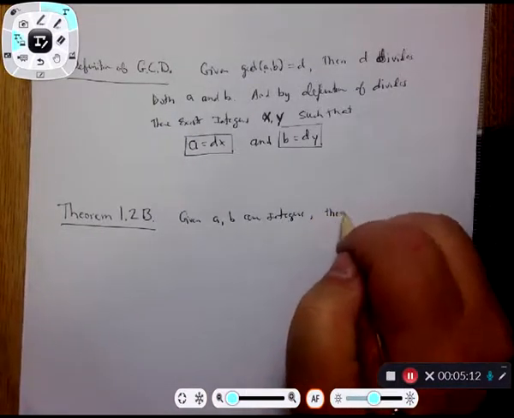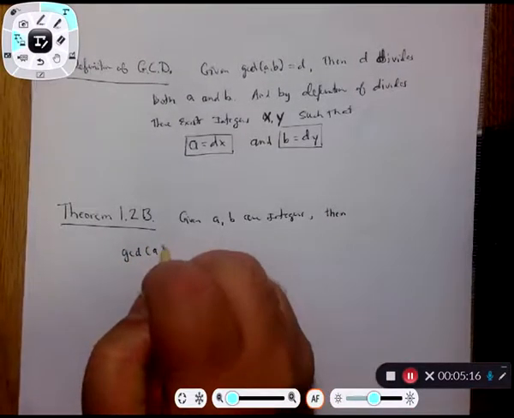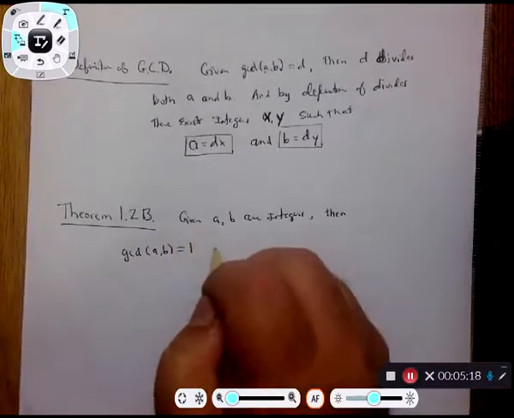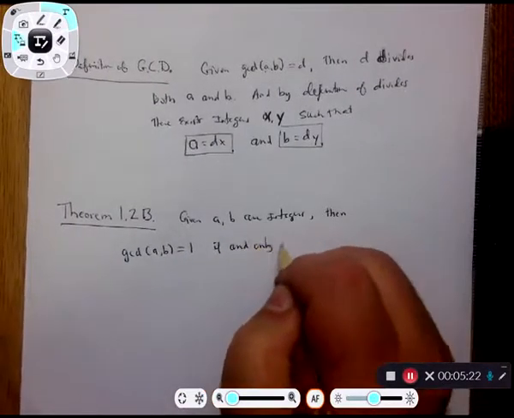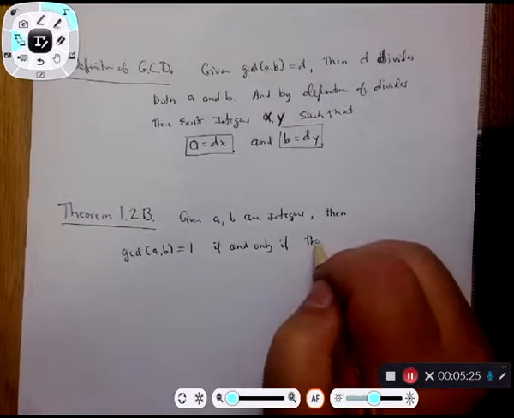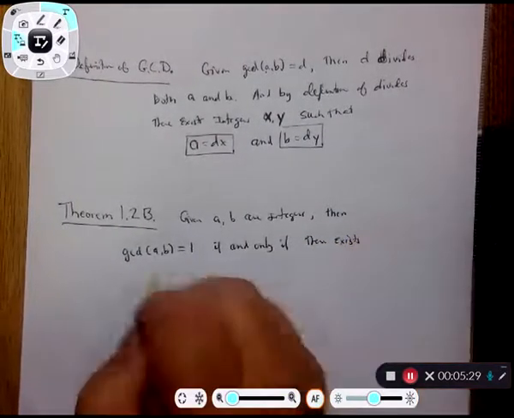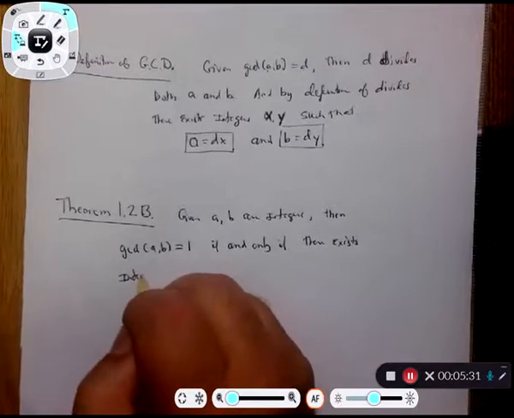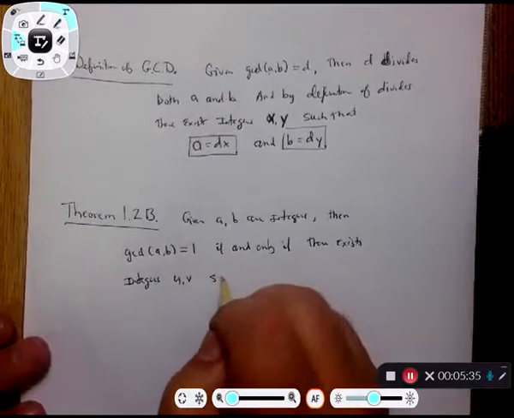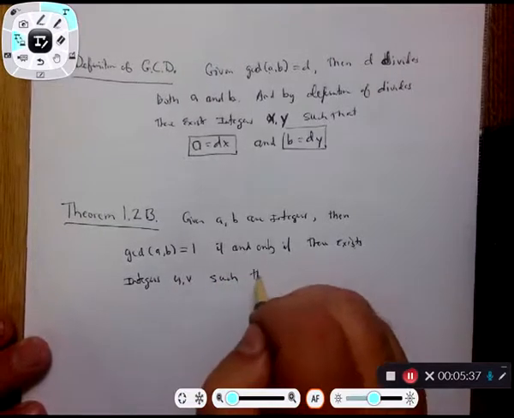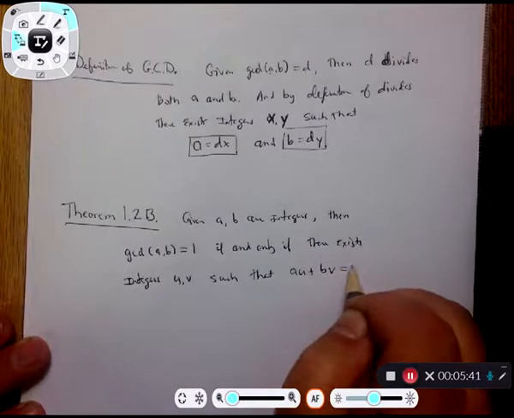then the GCD of A and B is equal to 1 if and only if there exist integers, going back to my favorite letters, U and V, such that AU plus BV is equal to 1.